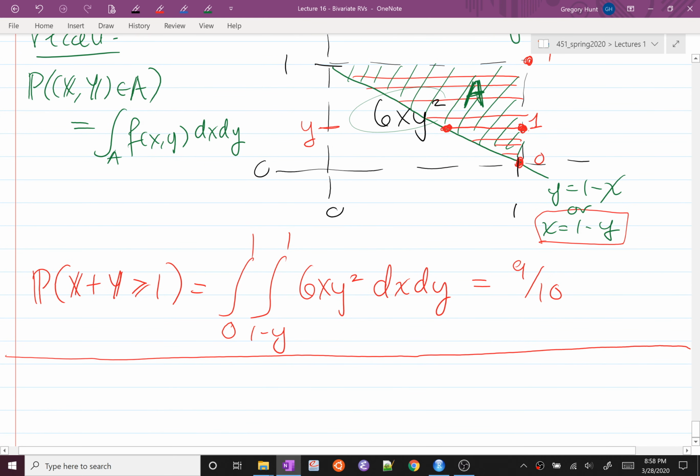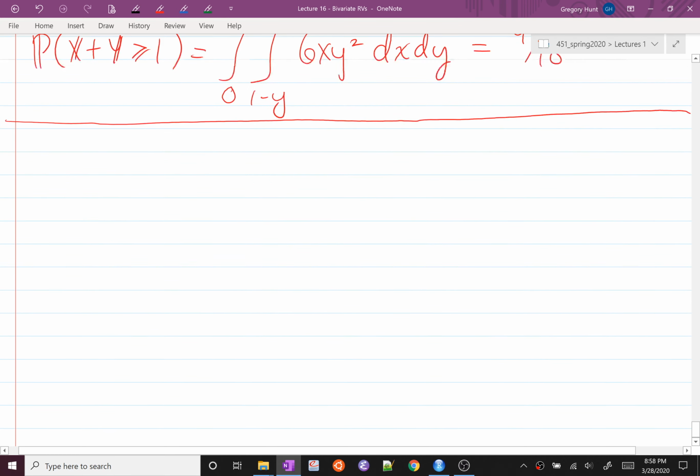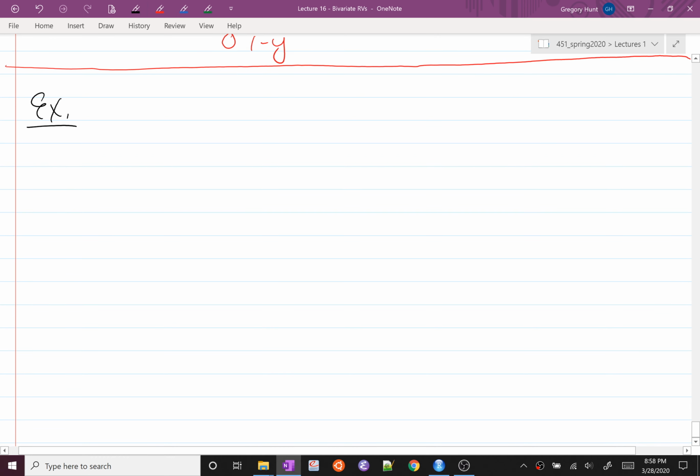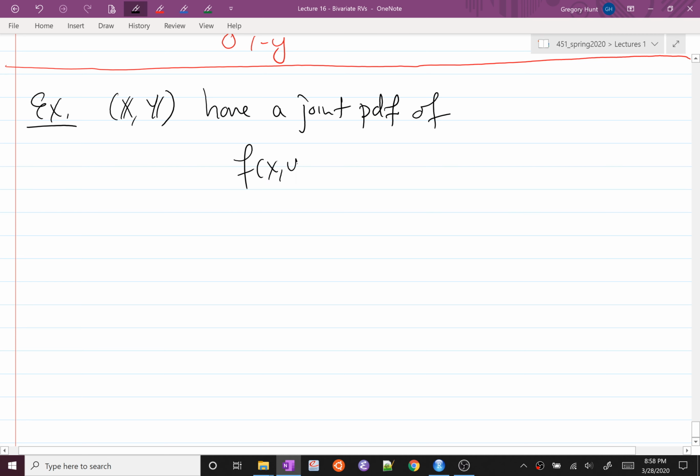We can look at another example here, and I'll set it up for you, and we'll talk about it, and then I'll let you solve it, and I'll give you the answer so you can check that you're doing it correctly. So here is the example. x, y are jointly continuous. They have a joint PDF f_xy equal to e to the negative y, and this is good for 0 less than x less than y.